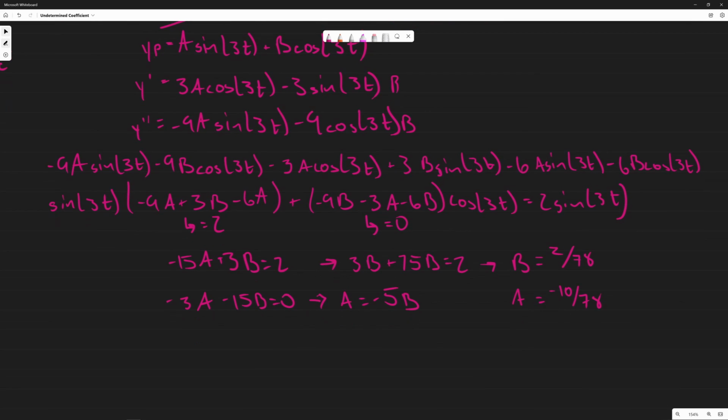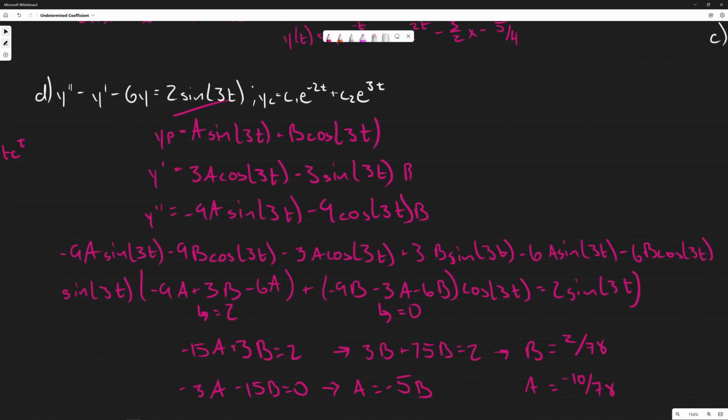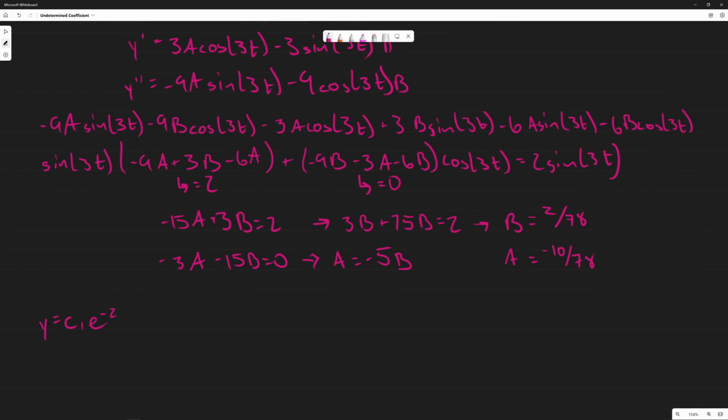And that makes our general solution equal to c1 e to the negative 2t plus c2 e to the 3t minus 10 over 78 sine of 3t plus 2 over 78 cosine of 3t.